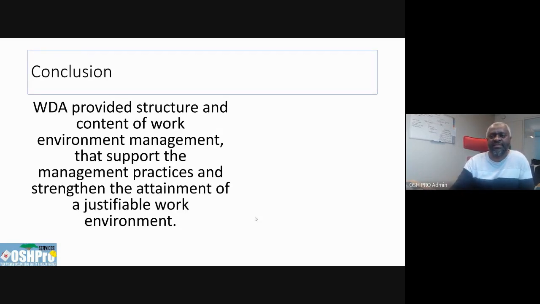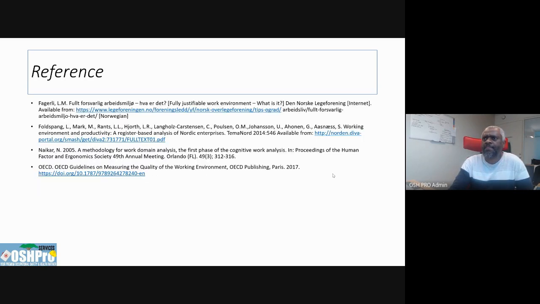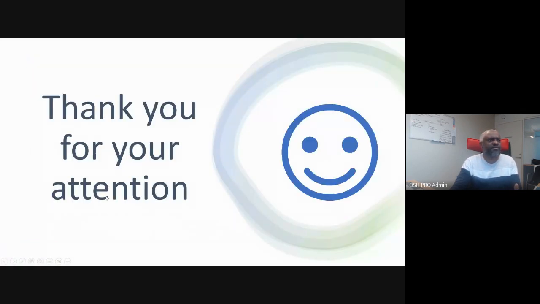This is what we've gone through here, and for different workplaces, there may be some other considerations which need to be taken. I've included some references in the presentation because I've referred to some of these, and you can go and read them. And as I mentioned earlier, you have this publication on exploring work environment management using work domain analysis, which is newly published, which you can also access and read. So thank you for your attention, and now we'll open for questions and comments.